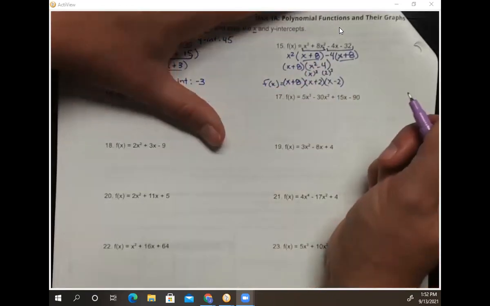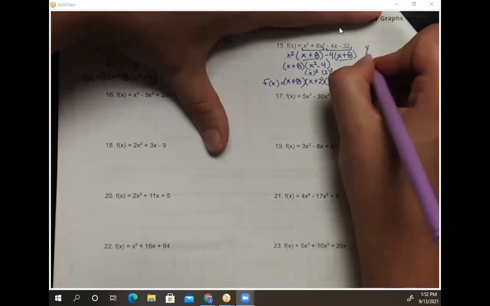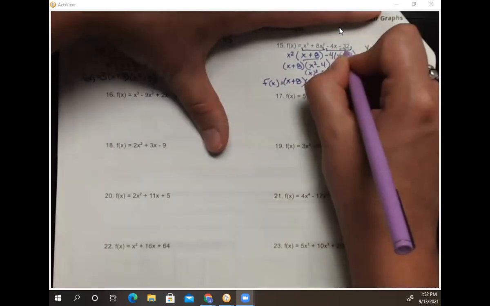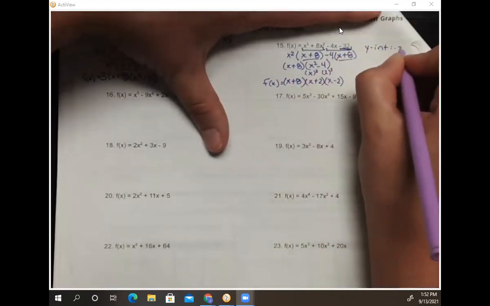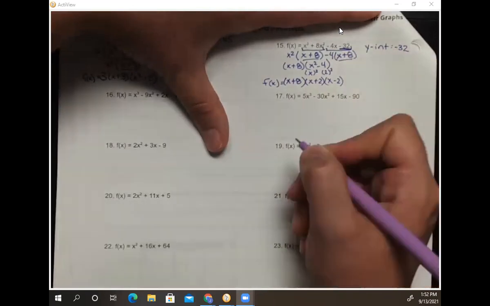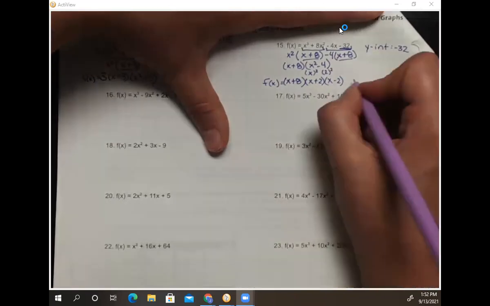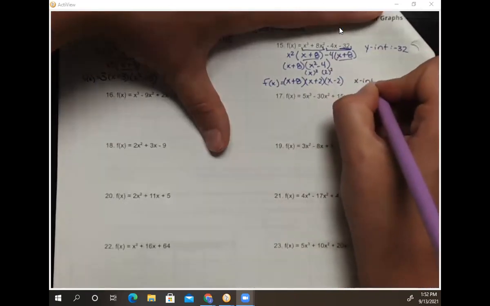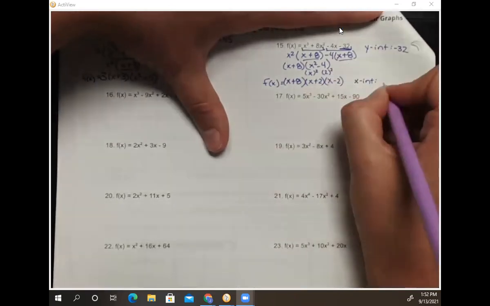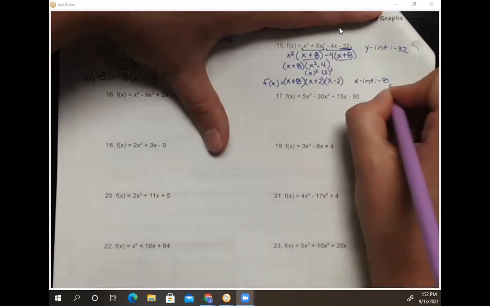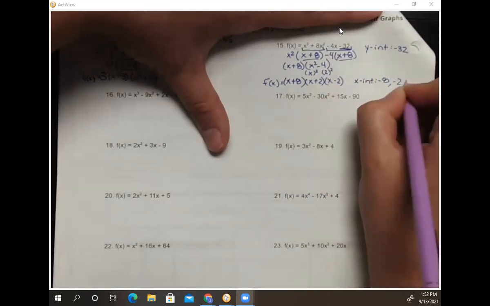And now let's talk about those intercepts. So our y-intercept is our constant term from standard form. So that would be -32. And then our x-intercepts come from factored form. Since these are all x to the first power, I'm going to get x-intercepts from each of them. And so I would have -8, -2, and +2.